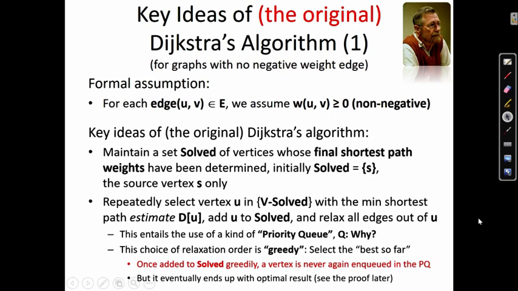So here's what I mean. If I take it out of the priority queue, I put it in solved, I never enqueue it again. But ultimately this algorithm will still give you the optimum result. But since it is greedy, you have to prove that it's correct. So later on, hopefully I can explain the proof to you.